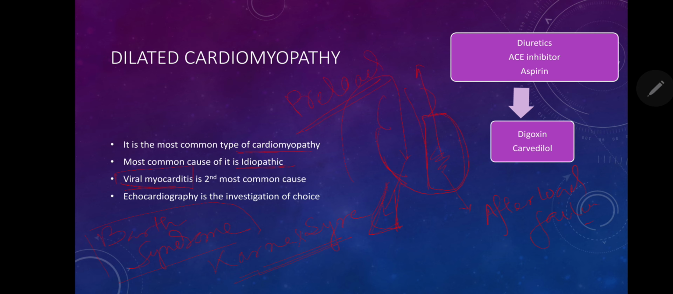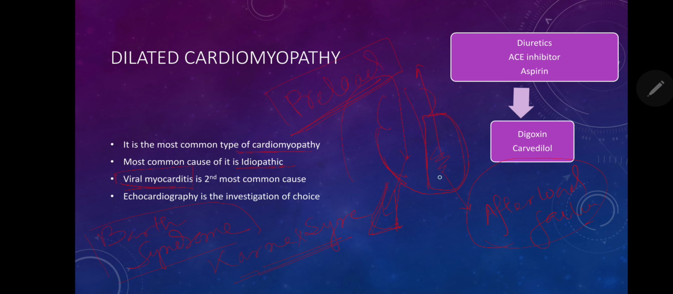So what are the features of preload and afterload failure? As I said in my heart failure chapter, the signs of preload failure are raised JVP, tender hepatomegaly, and pedal edema. And the signs of afterload failure, that means left heart failure, are poor pulse volume and also basal crepitations. So these are the features of dilated cardiomyopathy.